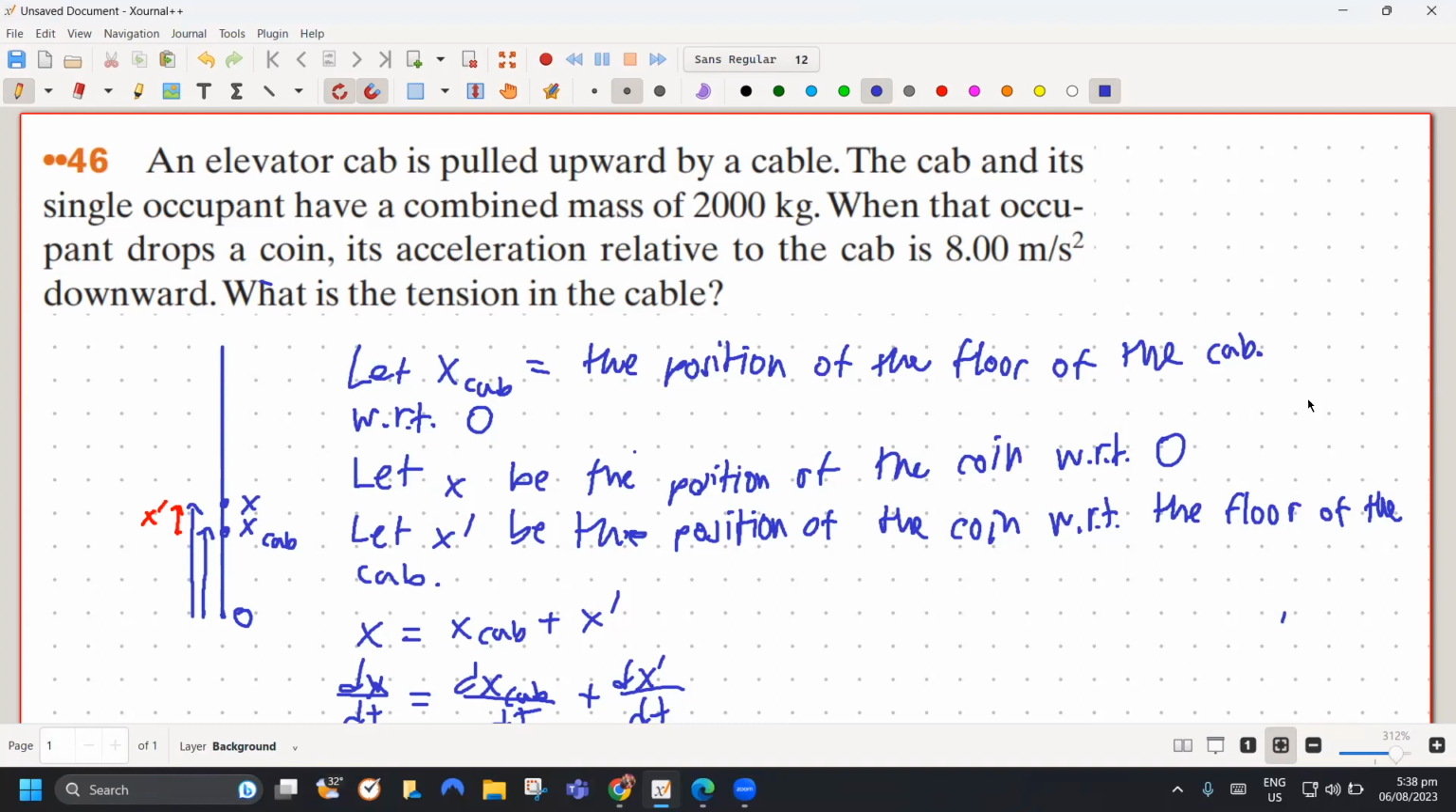Teka, yung -8, ang ginagamit nating reference frame dito, yung floor ng cab. Pag nasa loob ka ng cab, hindi mo na alam kung ano yung nangyayari sa ground. Kaya mong i-measure yung position using a ruler and a stopwatch, di ba? So if you're inside the cab, all your measurements are going to be with respect to the floor. Ang makikita mo, the object is falling at -8 meters per second squared.